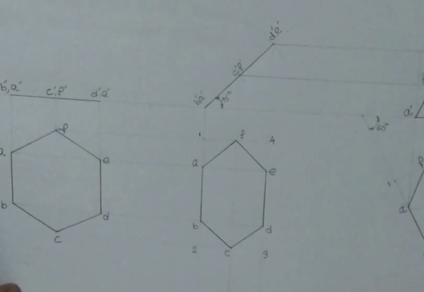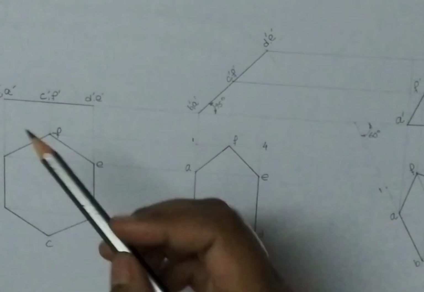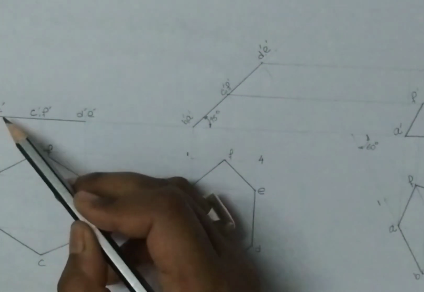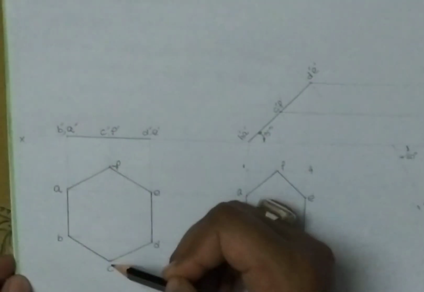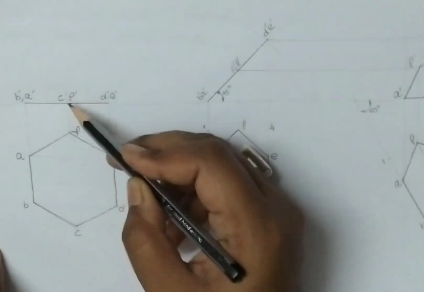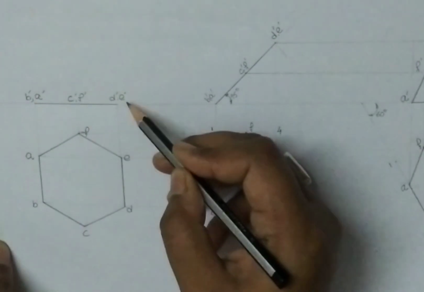Now through all these points make vertical lines. As this vertical line comes from B and A, you will get B dash A dash here. As this line comes through C and F, you will get C dash F dash here, and as this line comes from D and E, you will get D dash E dash here.